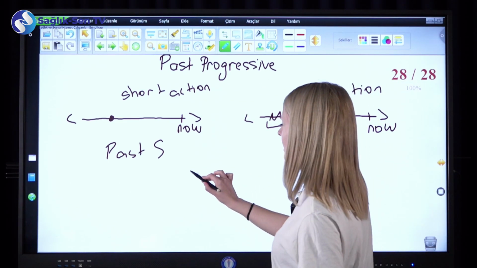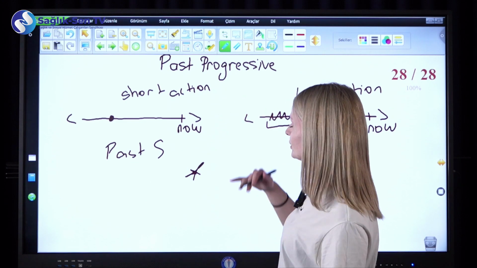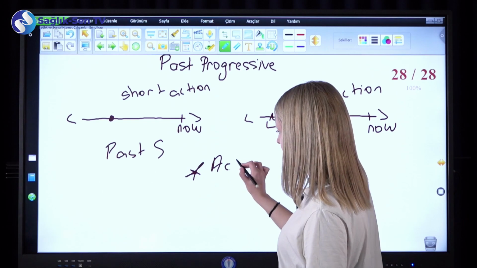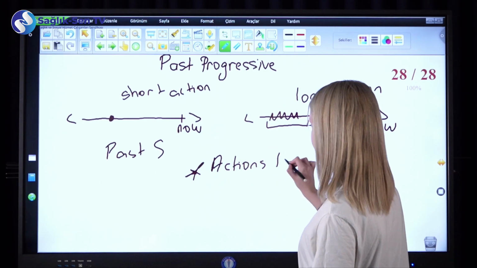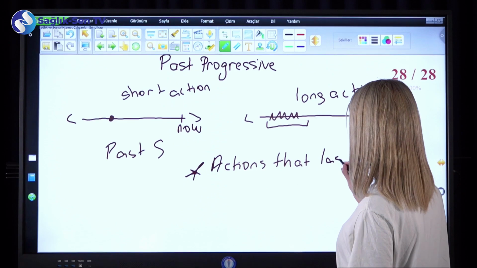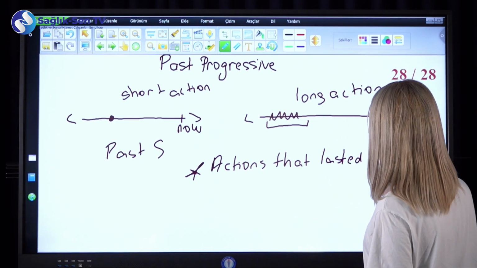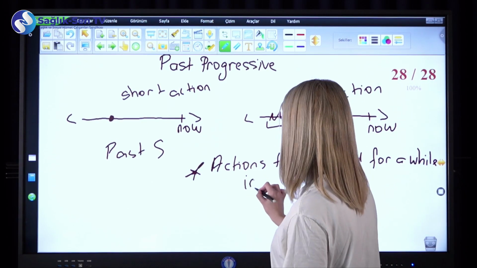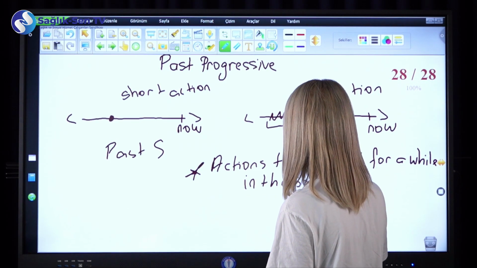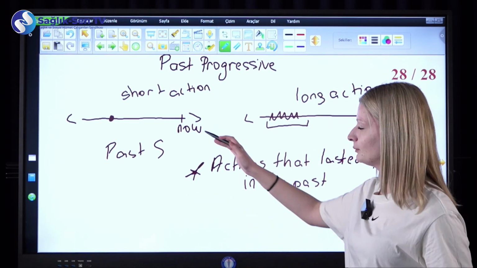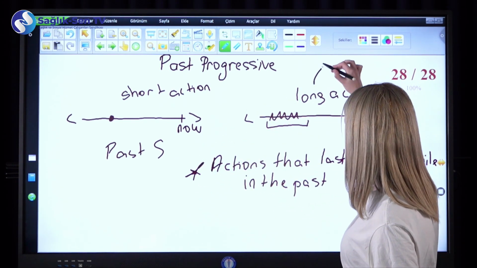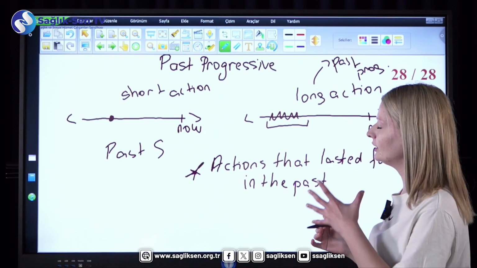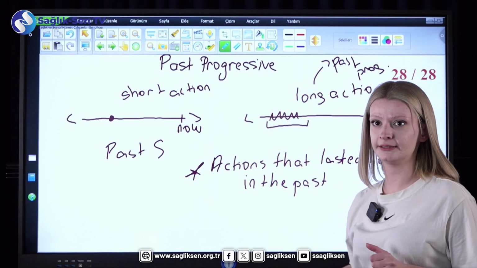So we can say that when we're using past progressive, we're talking about actions that lasted for a while in the past. This is the difference between past simple and past progressive. We can show it like this on our timelines.